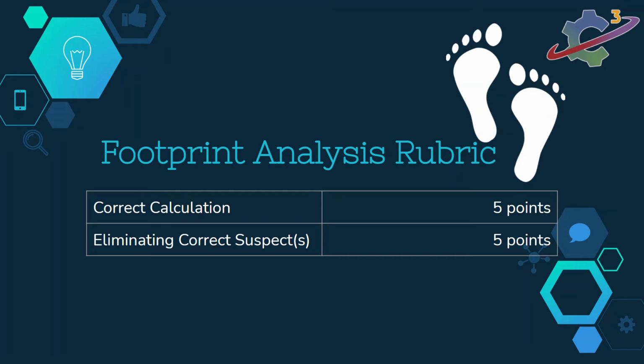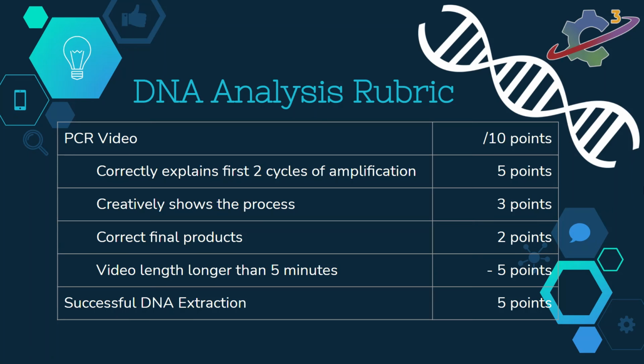In the footprint analysis section, you will be asked to calculate the height of the culprit using their footprint by using a series of numbers that will be given to you in the description. And so you will be given 5 points if you calculate the correct height and 5 points if you eliminate the correct suspect. The DNA analysis section will require you to do 4 subtasks.